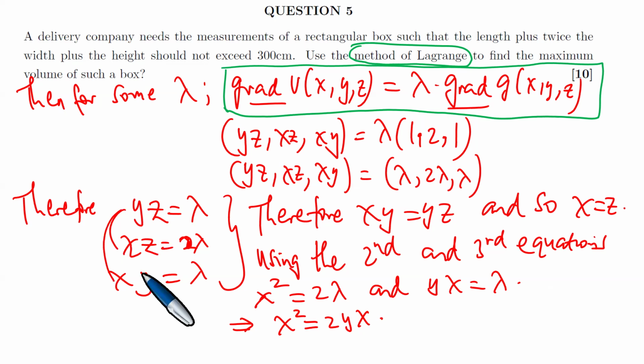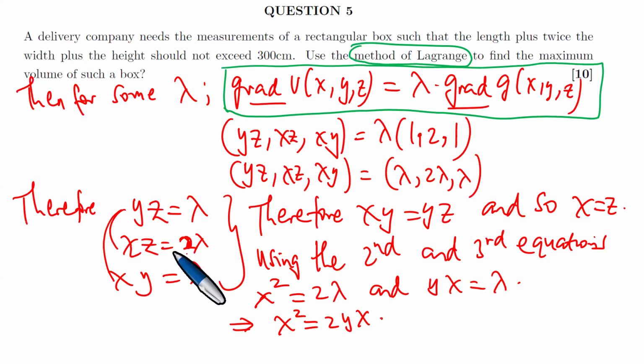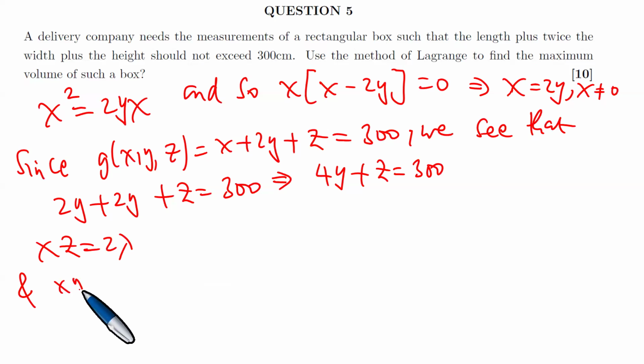Okay, we continue. Yeah, we're good. I'm then saying if you look at these two, so you can take xz equals 2 lambda, xy equals lambda. Call this equation 1 and call this equation 2.